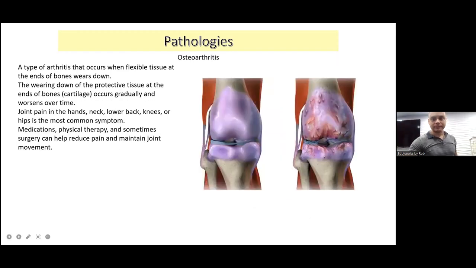Lordosis, osteoarthritis, almost was the scoliosis. It might be the next slide or two. Actually, I think they're in alphabetical order, so whatever. Anyways, all right, so what is osteoarthritis?